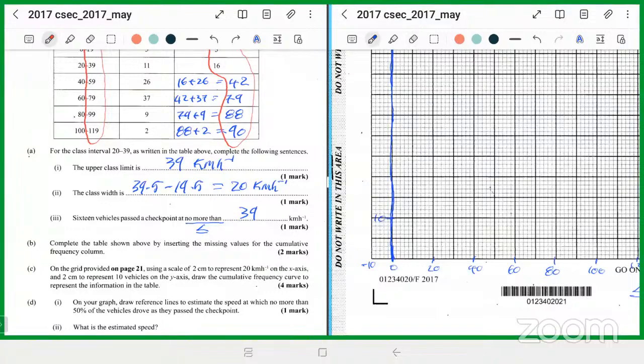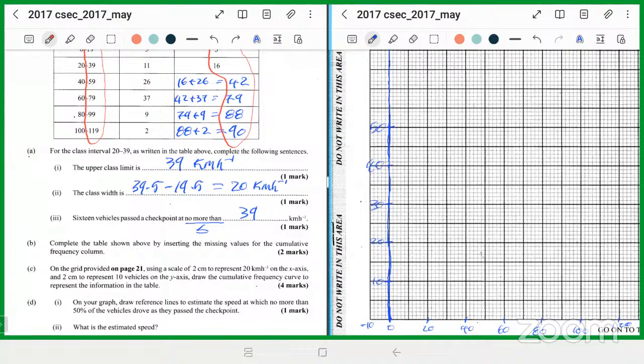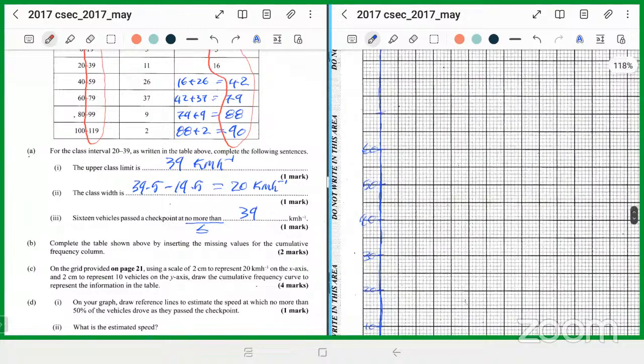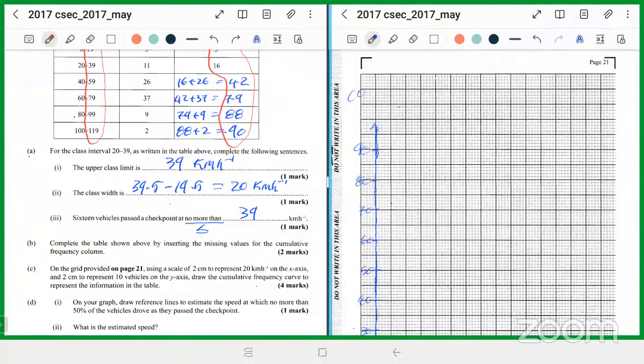10, 20, 30, 40, 50, 60, 70, 80, right here will be 90. All right. So this is now my cumulative frequency, which really are my vehicles, my number of vehicles.